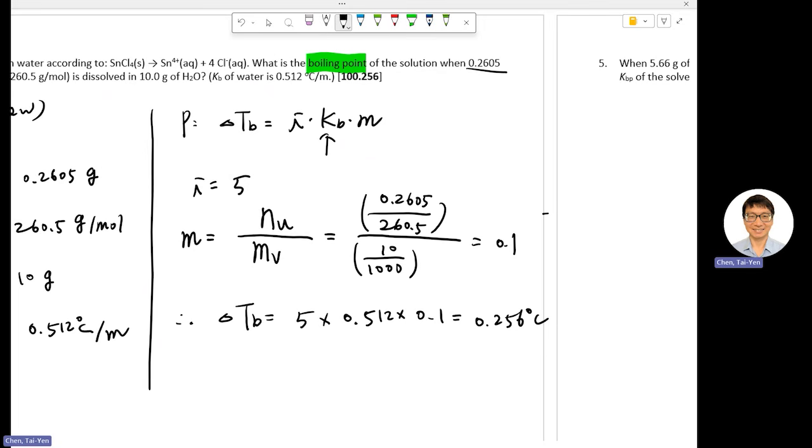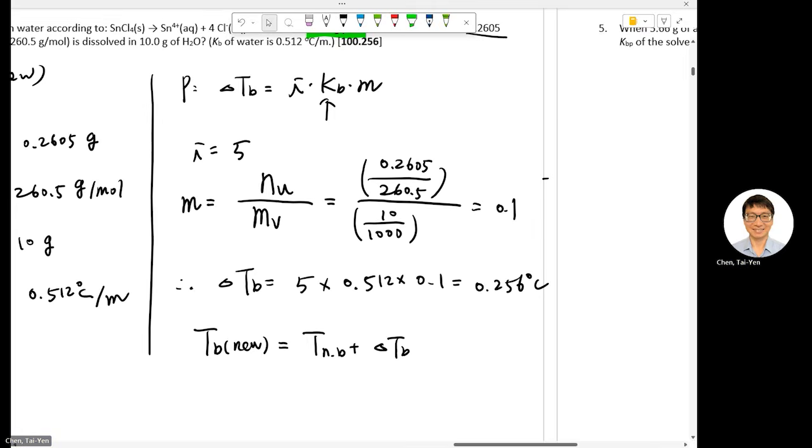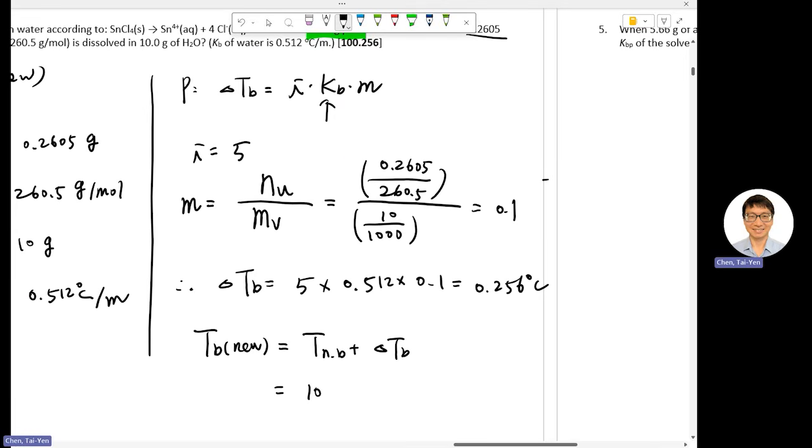But the question actually asks what your new boiling point is. We know boiling point elevation, so it will be your normal boiling point plus the change of boiling point. Normal boiling point is 100 degrees C plus 0.256. Therefore, your answer will be 100.256 degrees C.